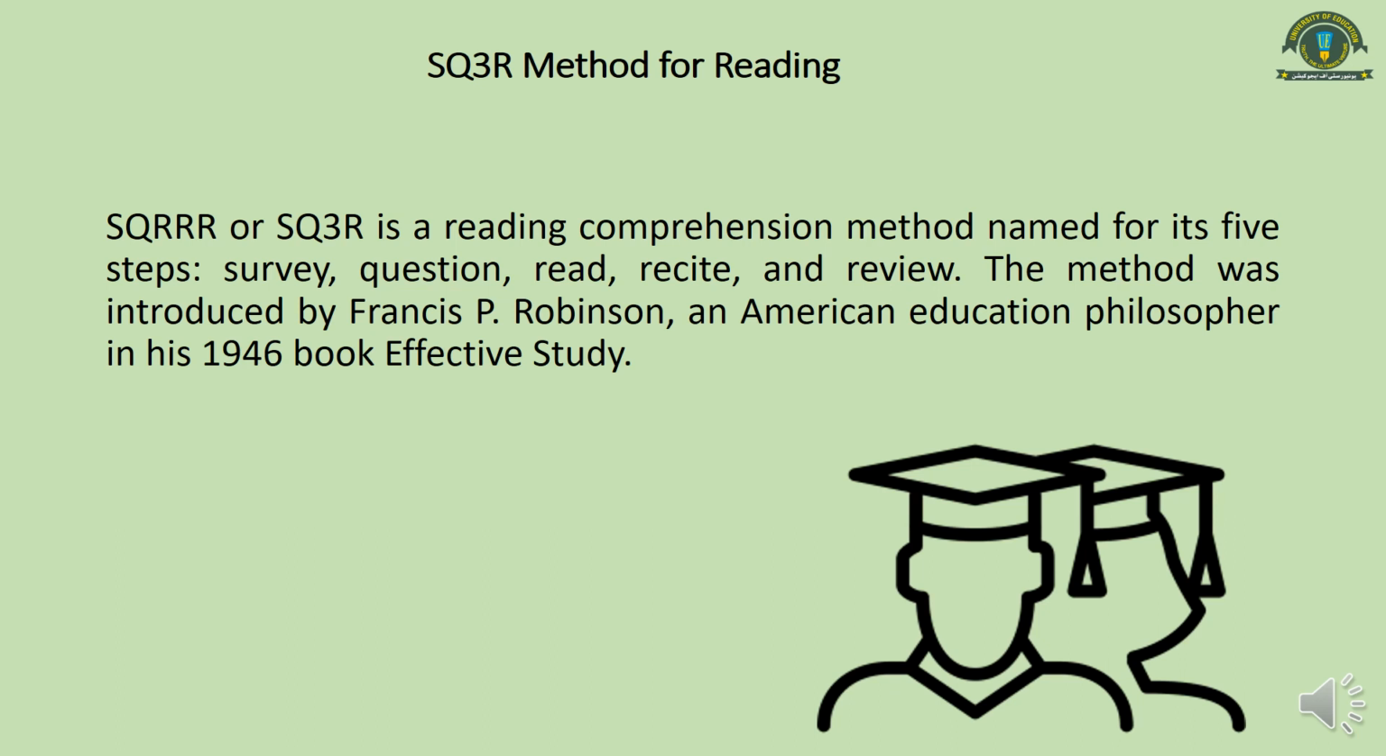Now we have the SQ3R formula, SQRRR or SQ3R. It is a reading comprehension method named for its 5 steps: survey, question, read, recite, and review. Recite here is also interchanged with recall. The method was introduced by Francis P. Robinson, an American education philosopher, in his book published in 1946 named Effective Study.